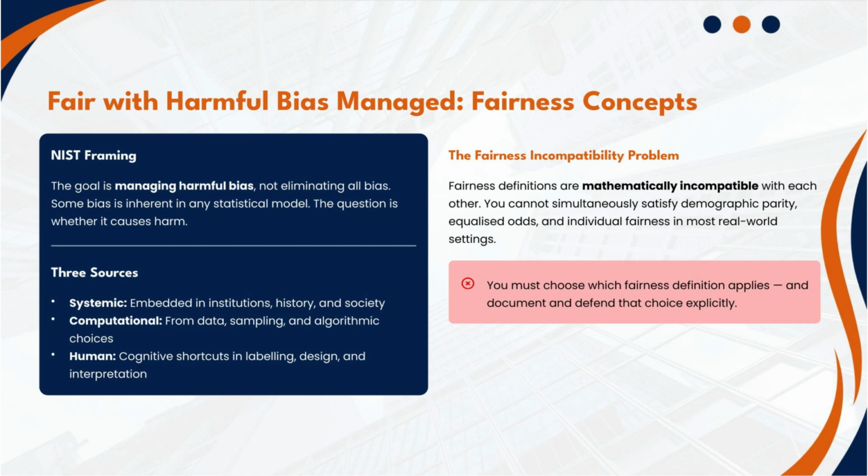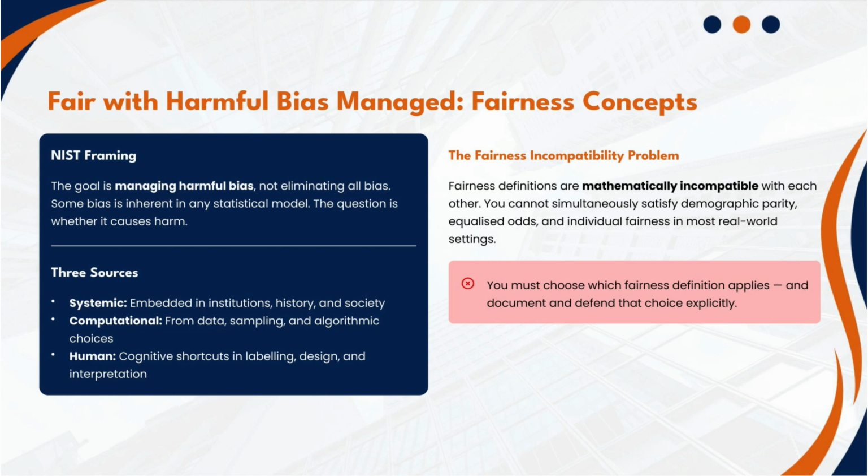They are mathematically incompatible whenever the groups differ in the underlying base rate, which they almost always do in the real world. So you cannot satisfy them all. You must choose. And that choice is not a technical decision your data scientist should make quietly in a notebook. It's a values decision, and it belongs in governance.